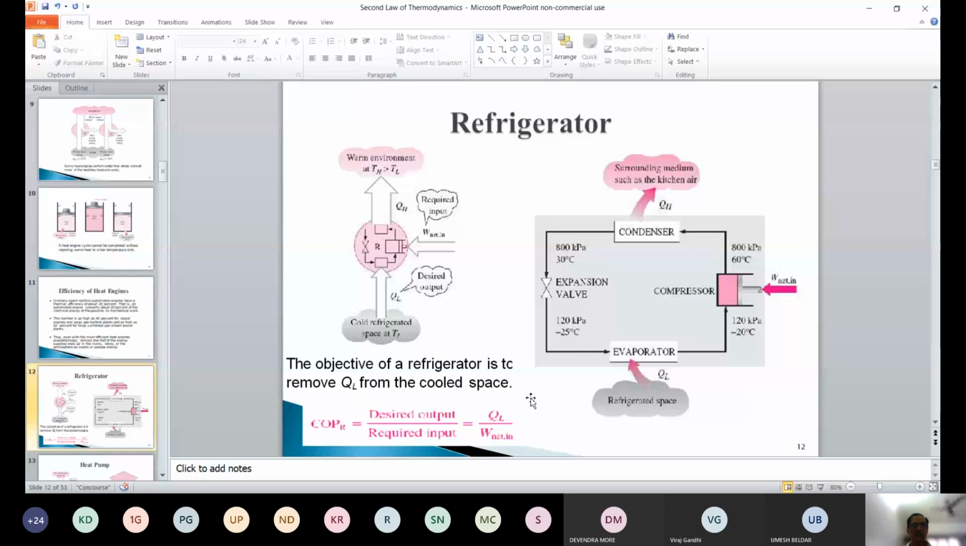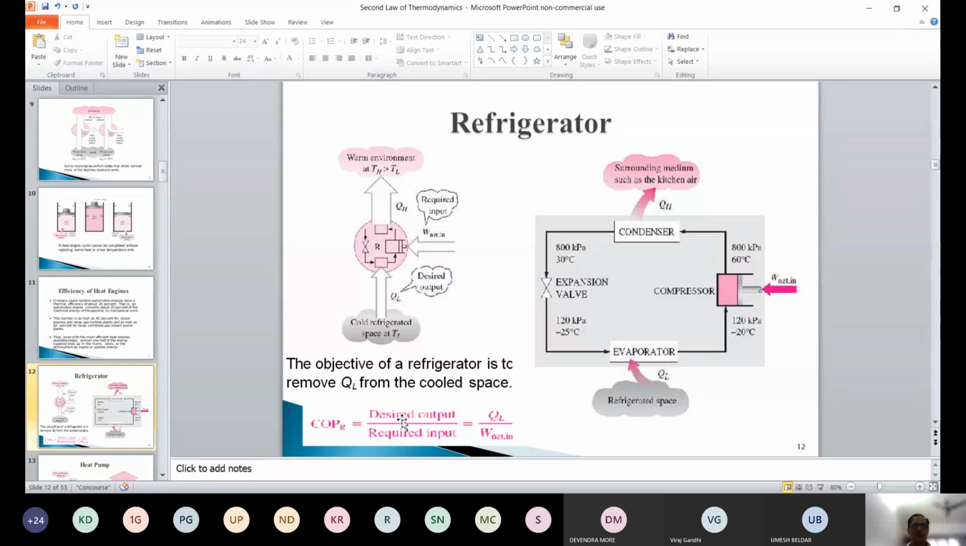Right? Schematically, we can look at it this way. This is a cold refrigerator space, and we get energy input from the electrical supply to the compressor, which takes the heat from the refrigerator, QL, and pumps it out to the ambient air, which is QH. So the coefficient of performance is essentially always output upon input.